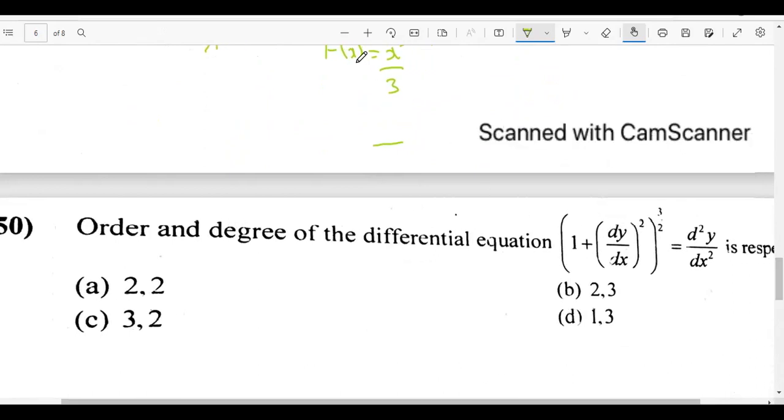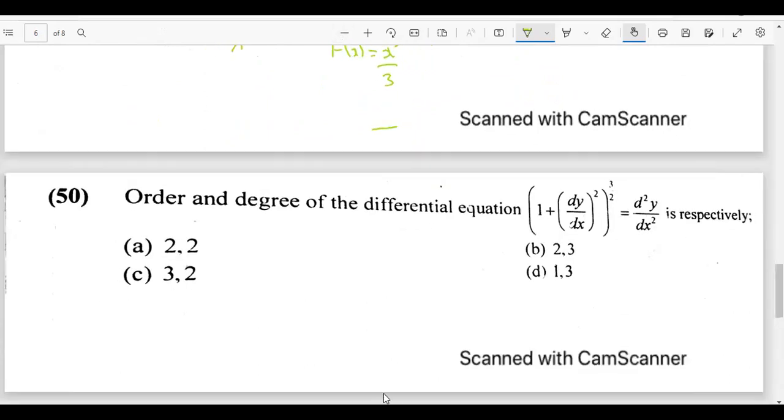This is important. So it says order and degree of the differential equation. We need to talk about this one. So again, you please think about it.